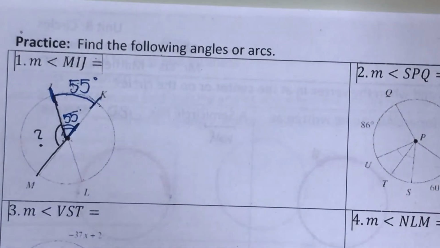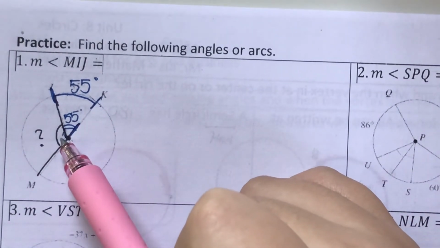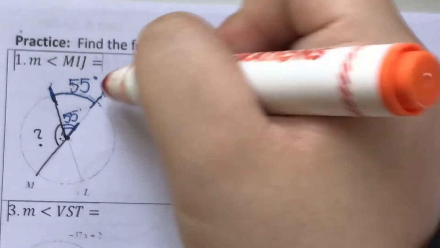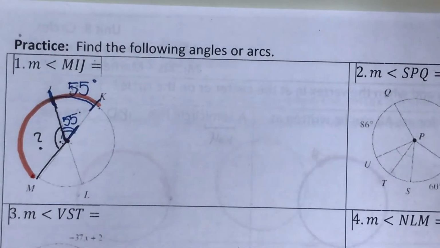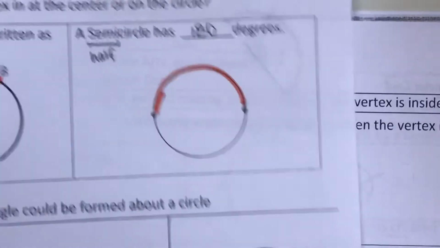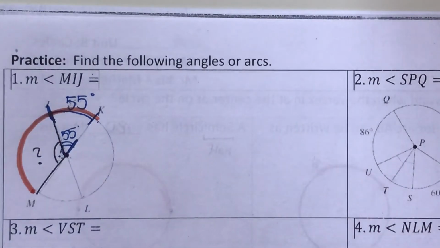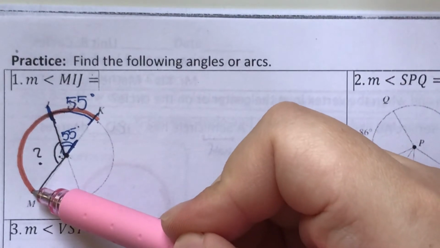Now, I'm not looking for that angle. I'm looking for some other angle, which is this one right here. But I can figure it out, right? Because if we look from M to K, I'm looking at this arc right here. This arc is half of a circle. It's a semicircle, right? According to the paper, okay, let me flip it. According to over here, half of a circle has 180 degrees because it's half of 360. So let's return to the question that we're working on. This is half of a circle, so this whole thing is going to add up to 180.